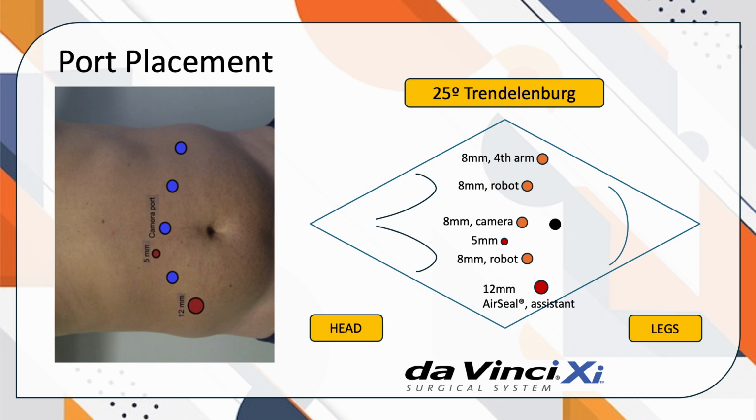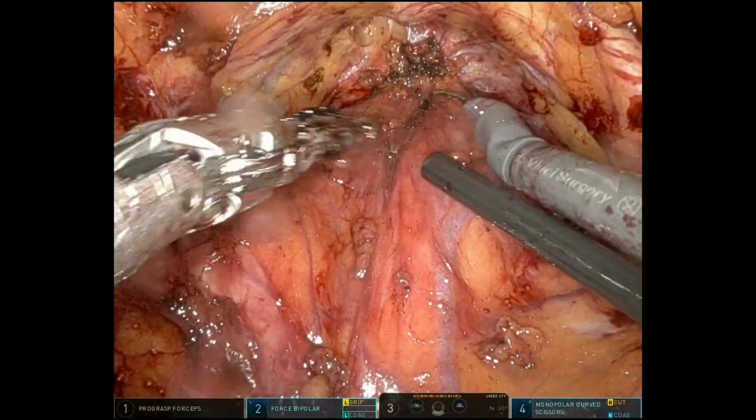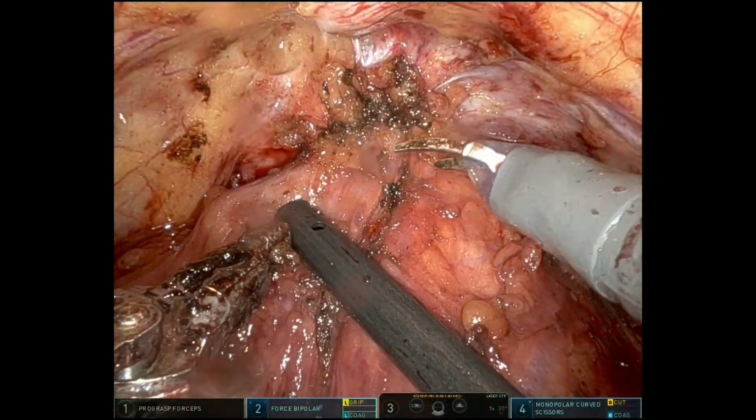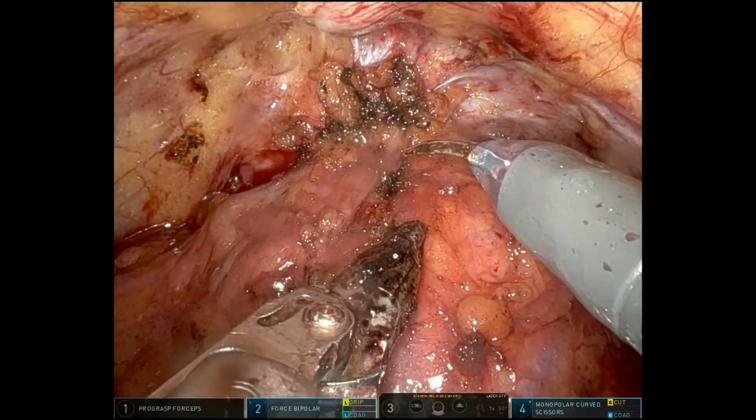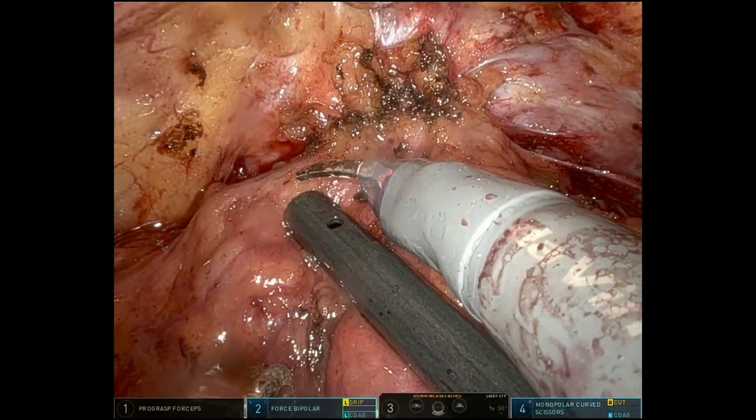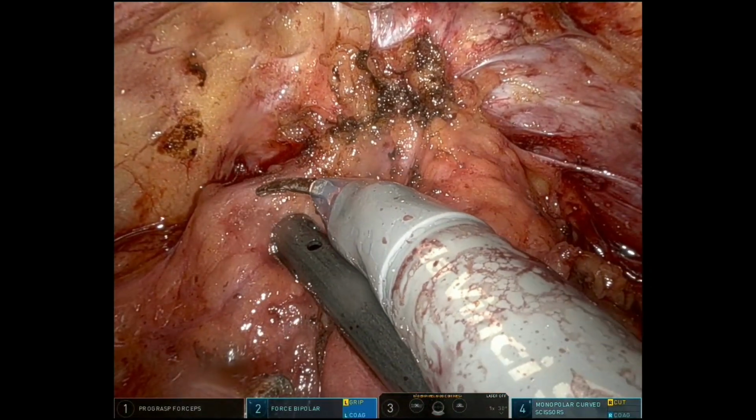The patient was placed in 25 degrees of Trendelenburg. At this point in the surgery, the bladder diverticulum had already been removed. We proceeded with dissection of the Retzius space to identify the bladder neck after confirming the distance to the external sphincter by cystoscopy.